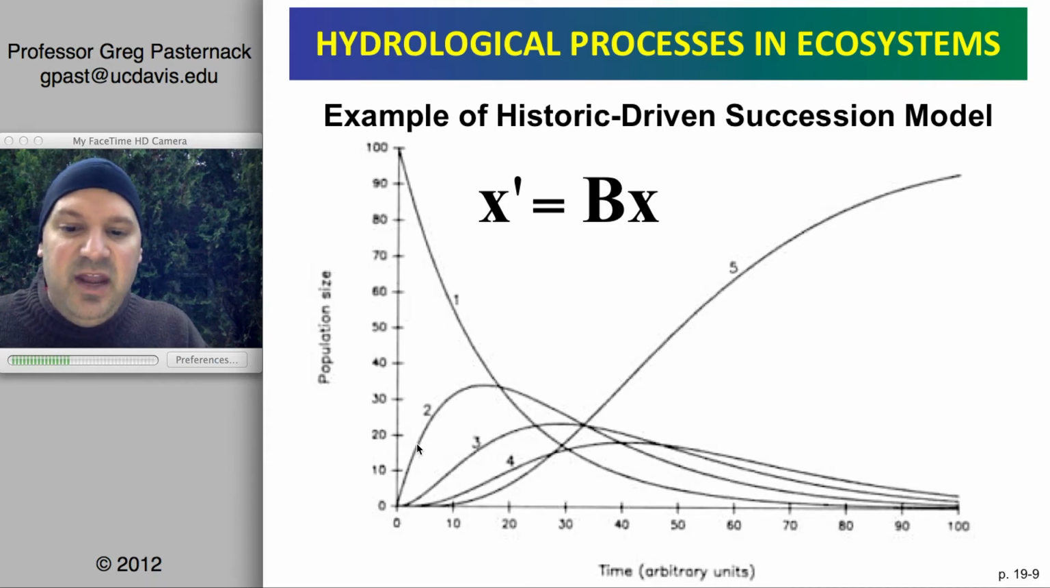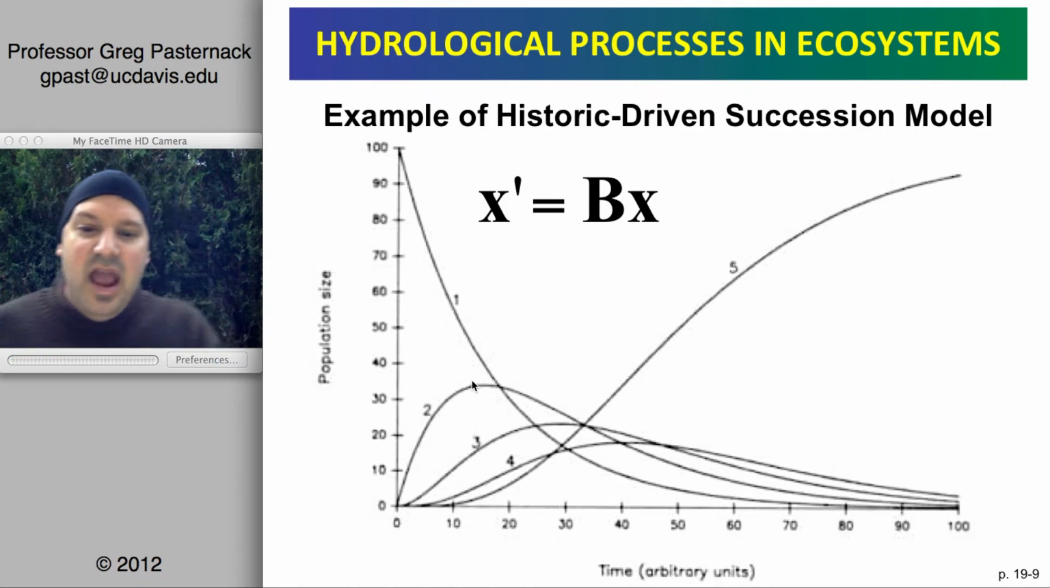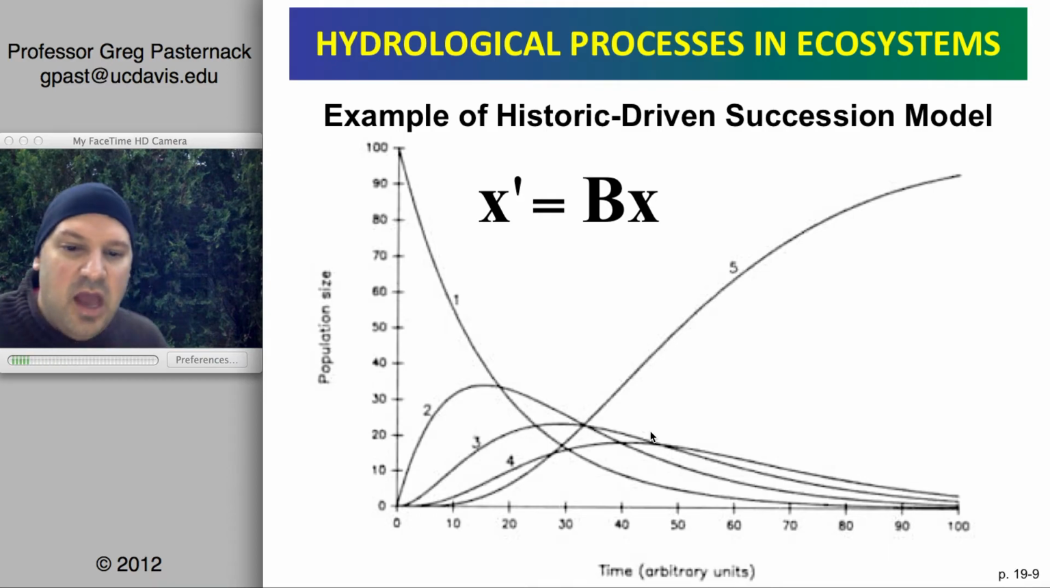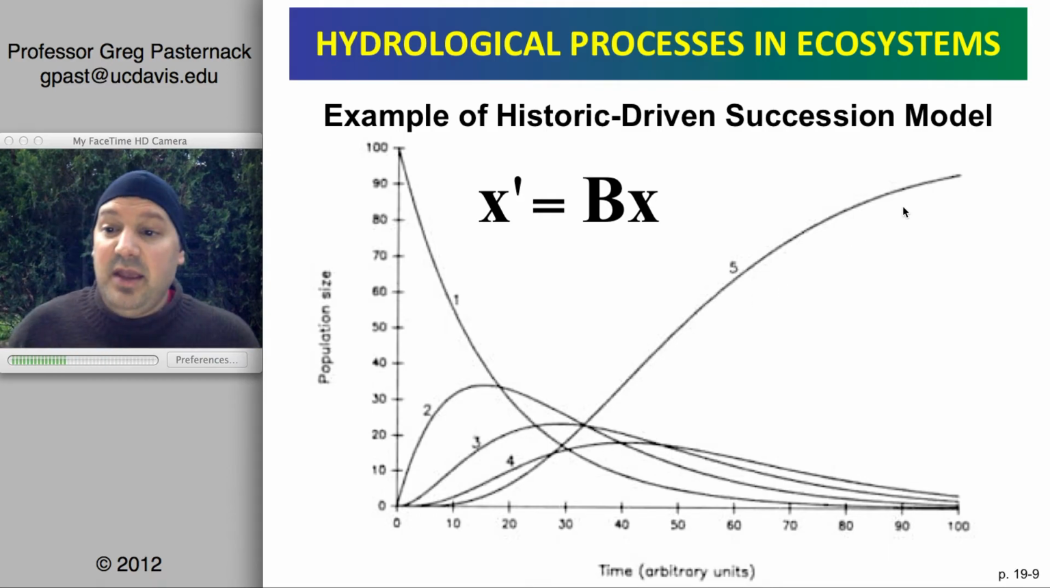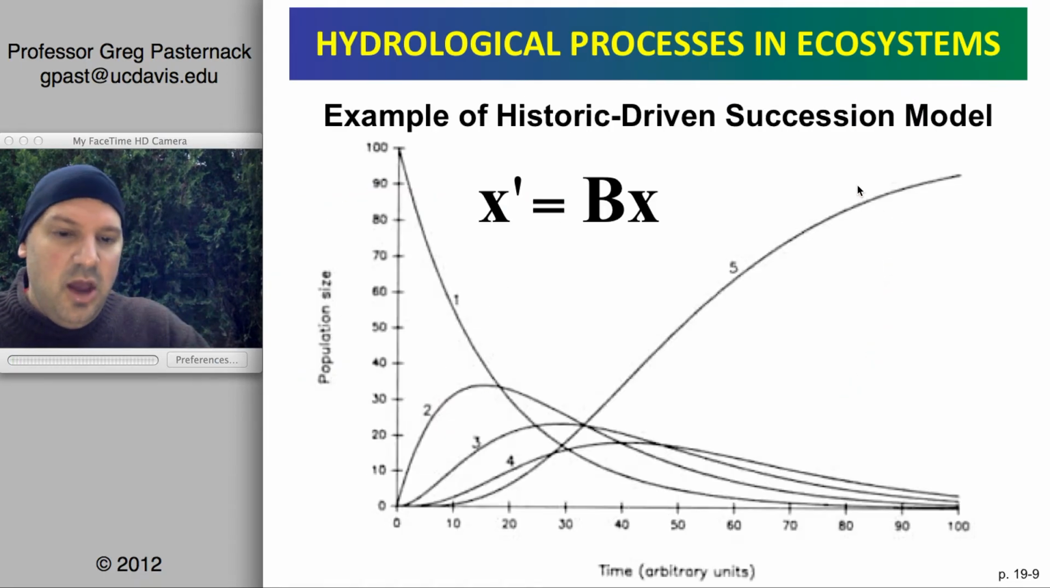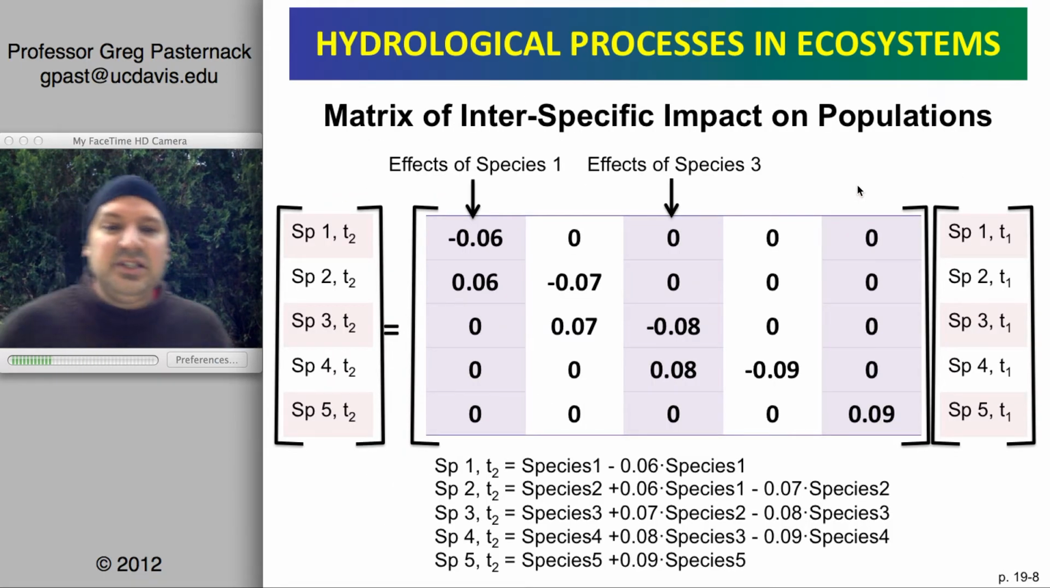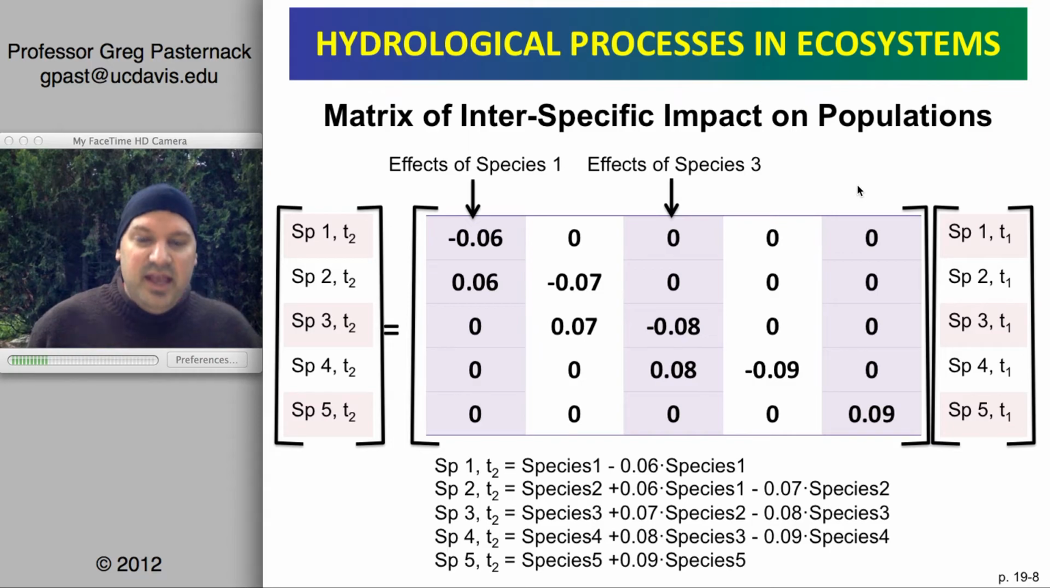Species 2 is feeding off species 1 until it reaches its maximum size, and then it's contributing to species 3 and hurting itself, so it starts to go down. And each of these exhibit a similar function, but just with a more damped expression, until ultimately species 5 is the big winner and takes over the area. Okay, so that's an example of a statistical model where history is driving the future.